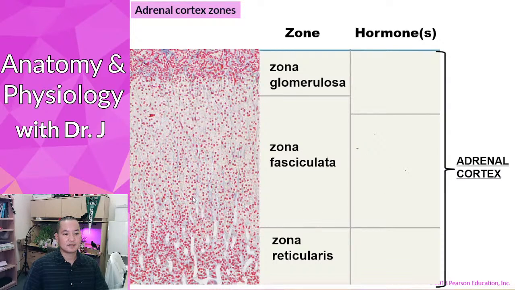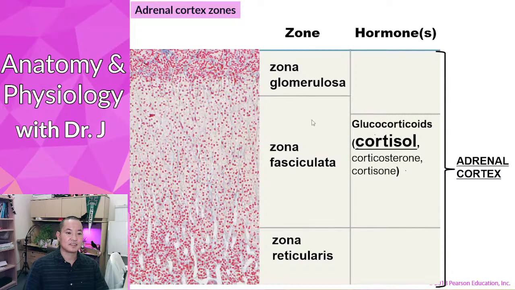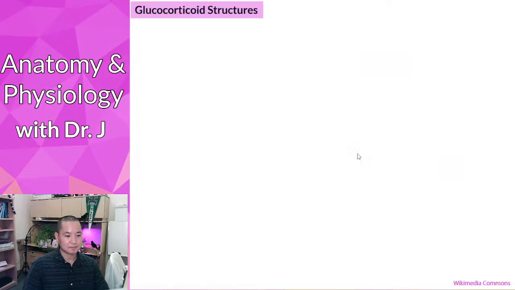Now, the layer of the adrenal cortex that makes cortisol and other glucocorticoids is that middle layer of the adrenal cortex. So the zona fasciculata produces cortisol, and in general, it produces a category of hormones called glucocorticoids. And the primary one I want you to know for this class, not that the other two aren't important, but for this class, I definitely want you to know cortisol for sure.